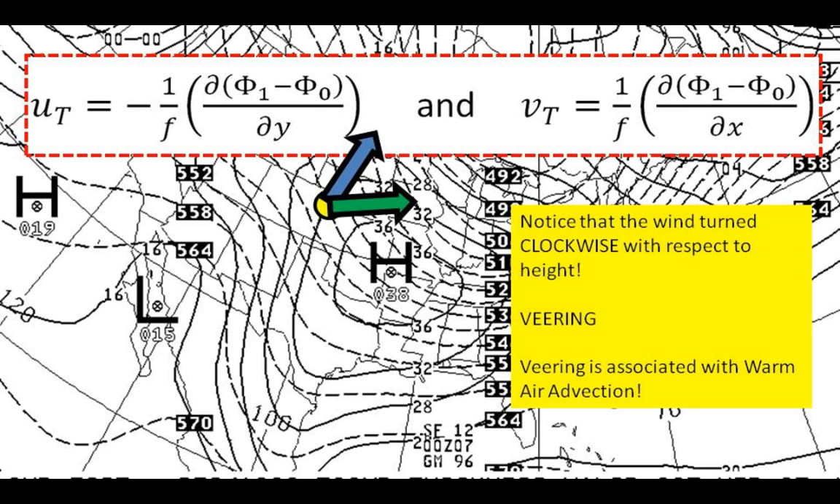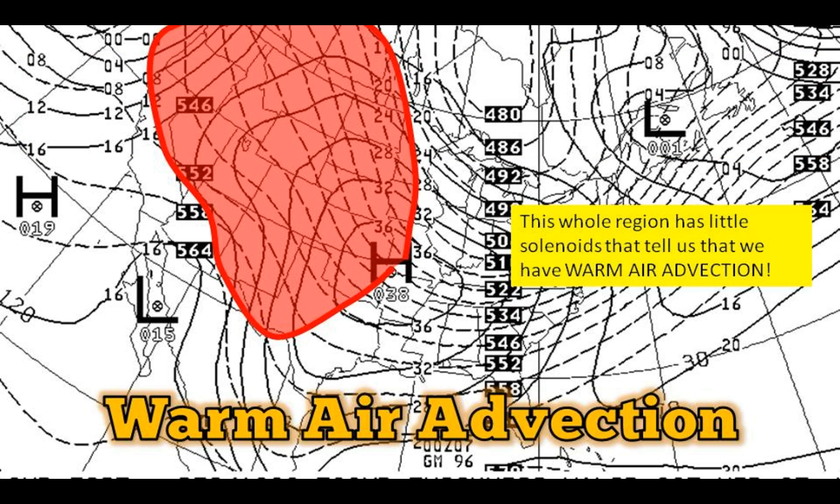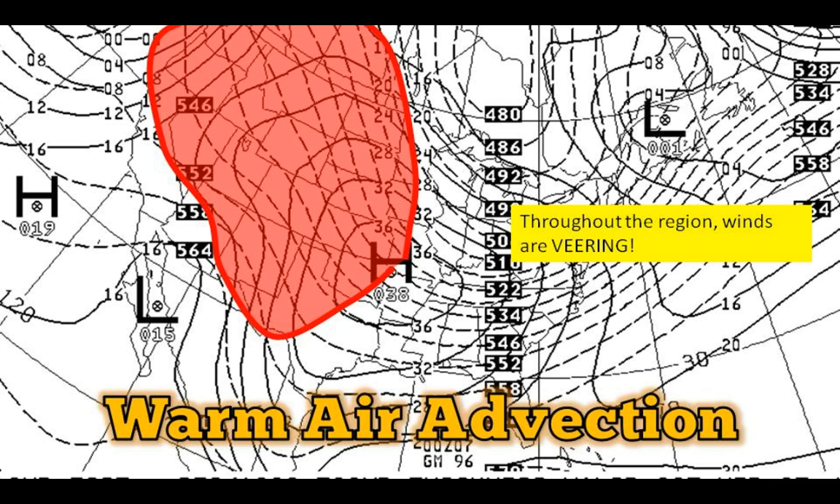Notice how the winds are changing with respect to height. This time, as we went from the low-level wind, which is blue, to the upper-level wind, which is green, the winds are turning clockwise with respect to height, and that's called veering. Veering is always associated with warm air advection. So here's an area of warm air advection. Again, see how the two sets of contours are crossing each other and making little diamonds called solenoids? This is an area that we could identify as having warm air advection. And throughout that region, the winds are going to be veering. They're going to be turning clockwise with respect to height.